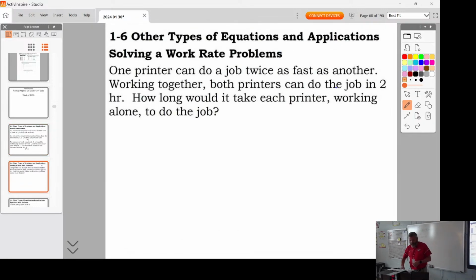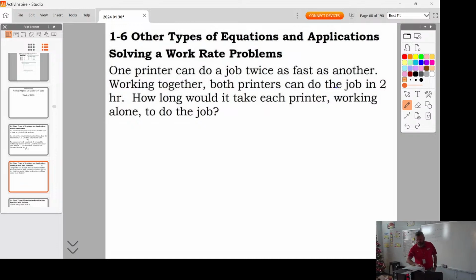Let's look at a problem. One printer can do a job twice as fast as another. Working together, both printers can do the job in 2 hours. How long would it take each printer working alone to do the job? Any thoughts?